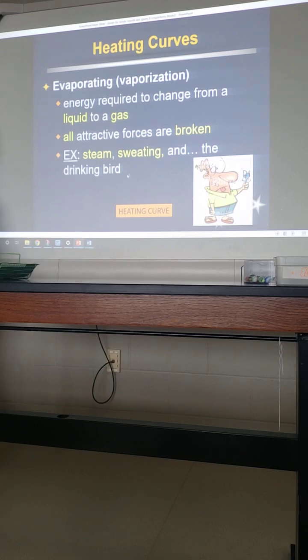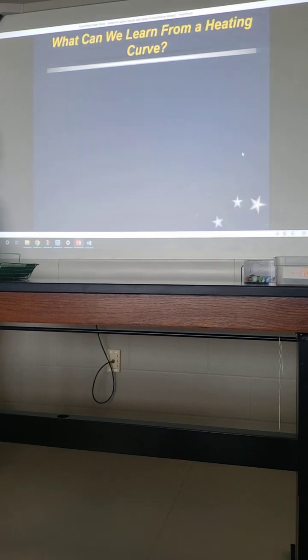Steam and sweating. There's this little novelty thing called the drinking bird. I'll have a picture of it on, I think, the next slide, maybe. Maybe not.